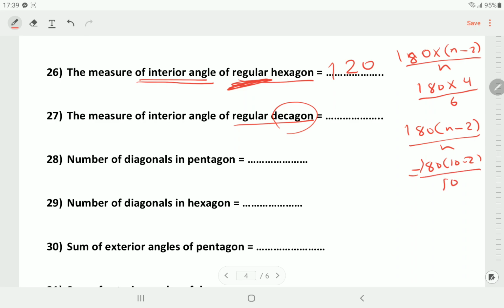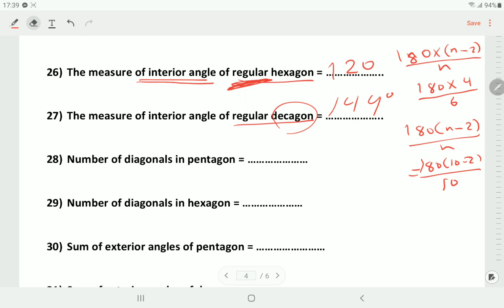Then you can calculate that by your calculator. We have 180 times 8 equals 1440, divided by 10 equals 144 degrees. Then the measurement of one interior angle in a regular decagon is 144 degrees.